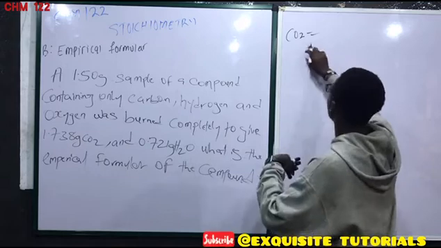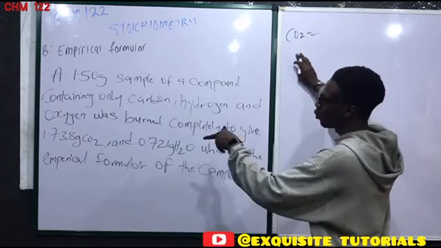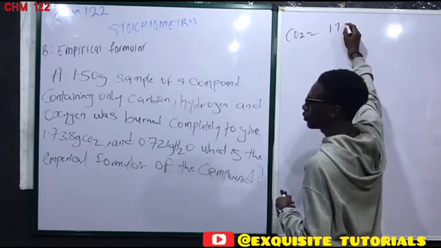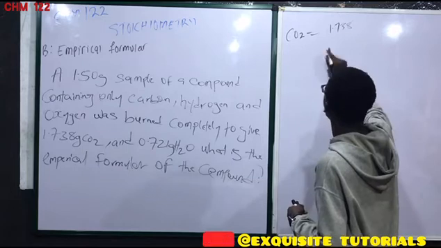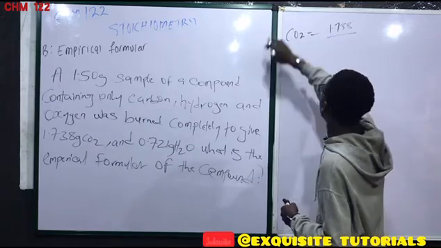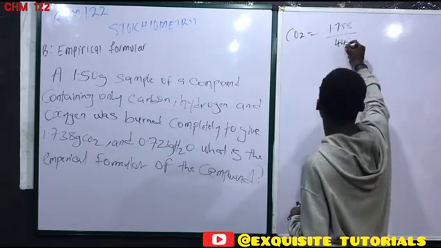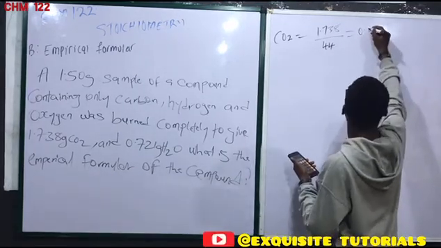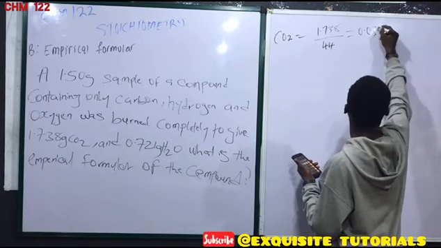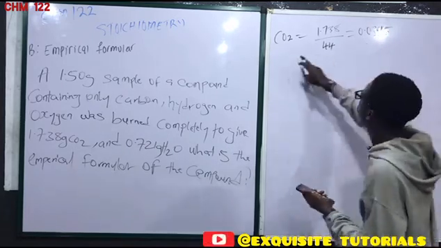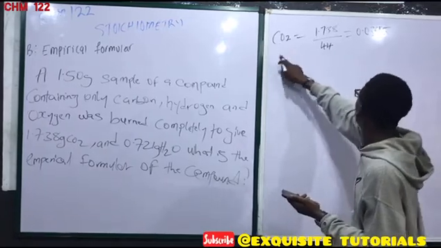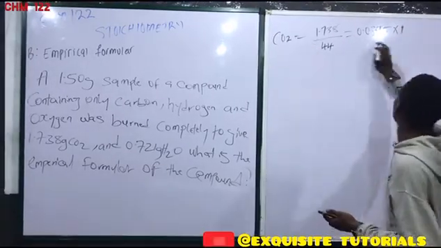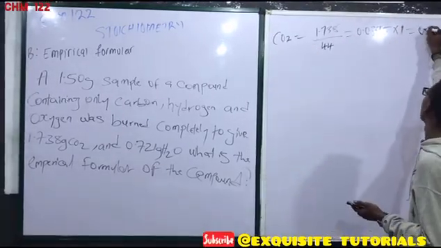Now this is CO2. We have its mass. So we're finding the mole of this compound. Now we have 1.738 over the formula weight of this, which is 44. This gives 0.0395. Now carbon here is 1, so if we multiply it by 1 to get its own mole, it gives you the same value.